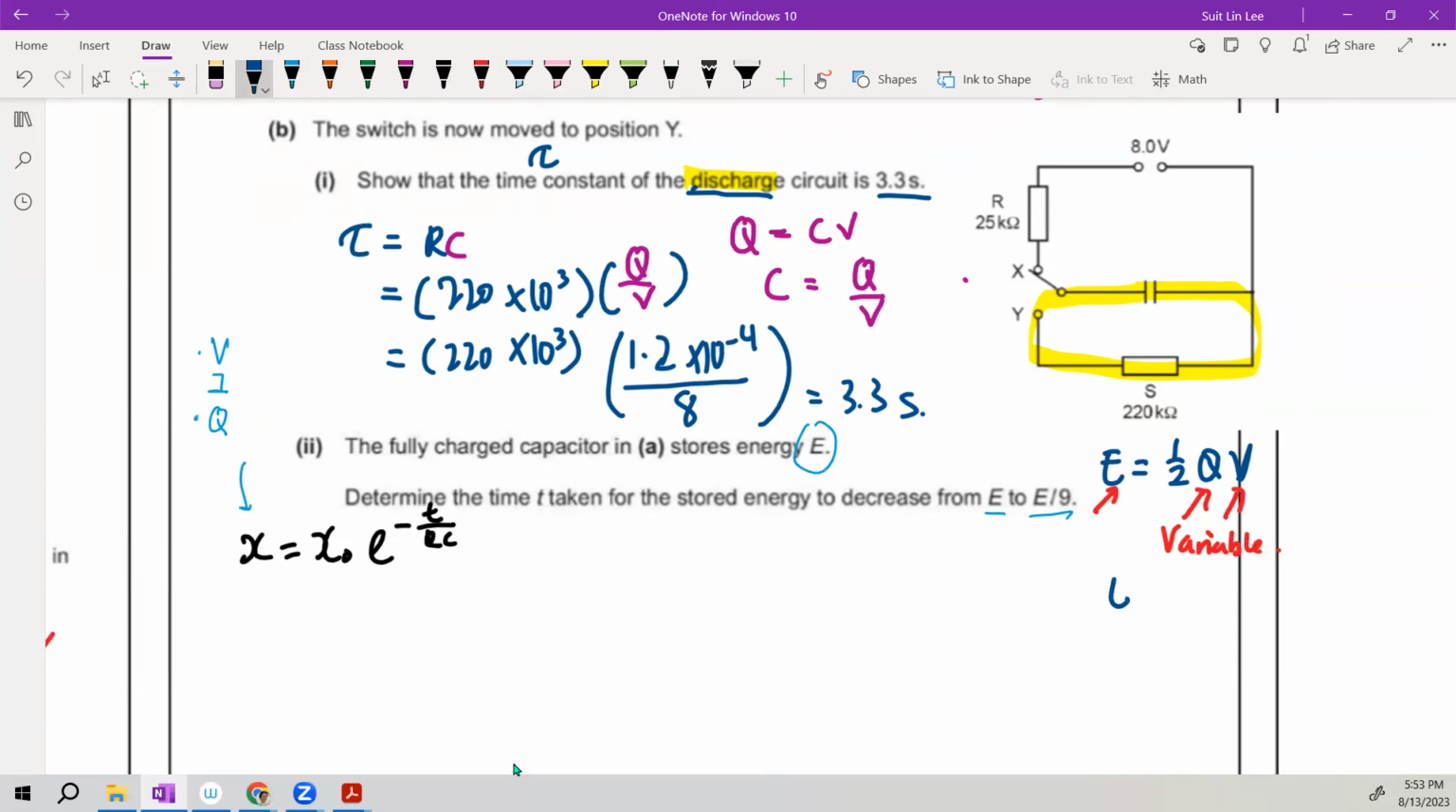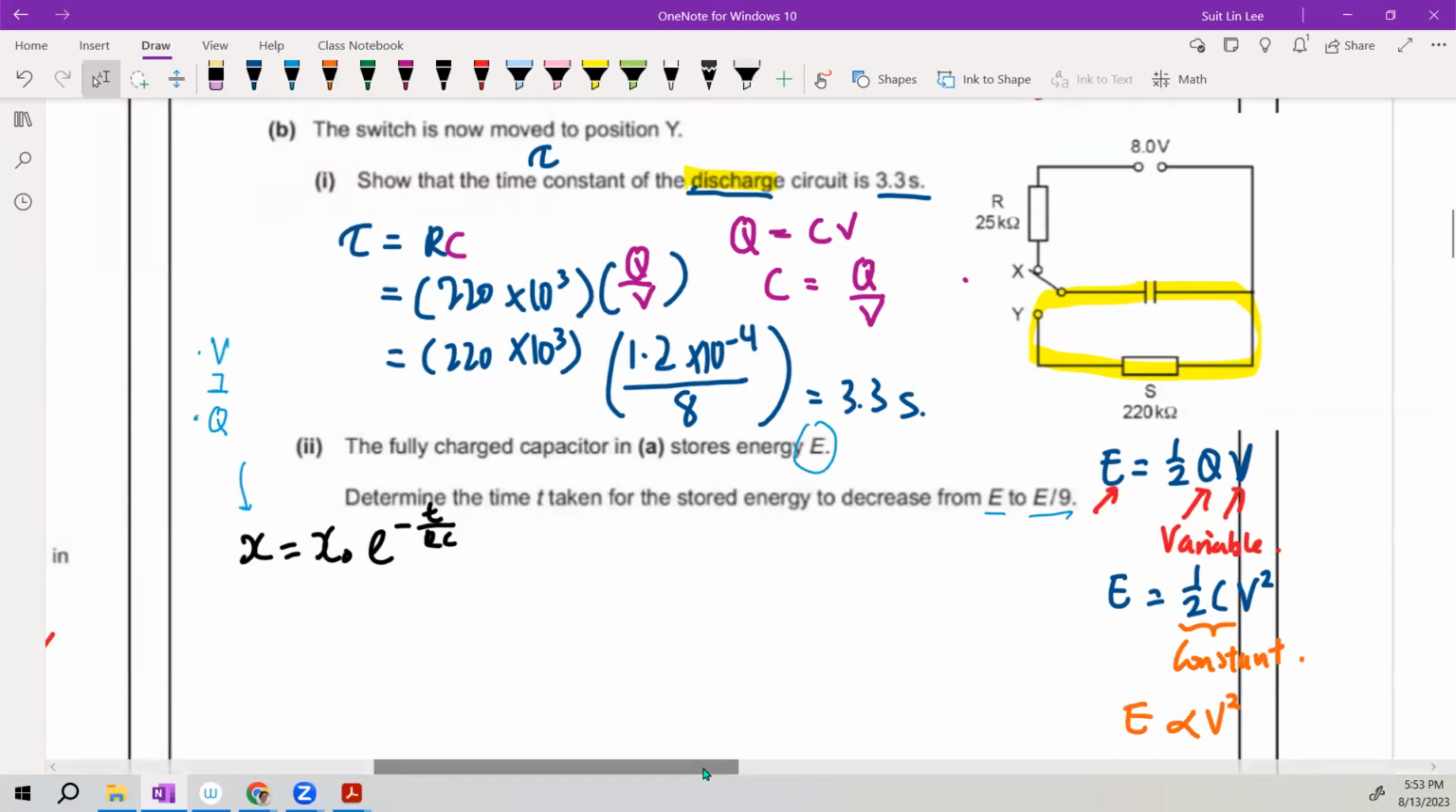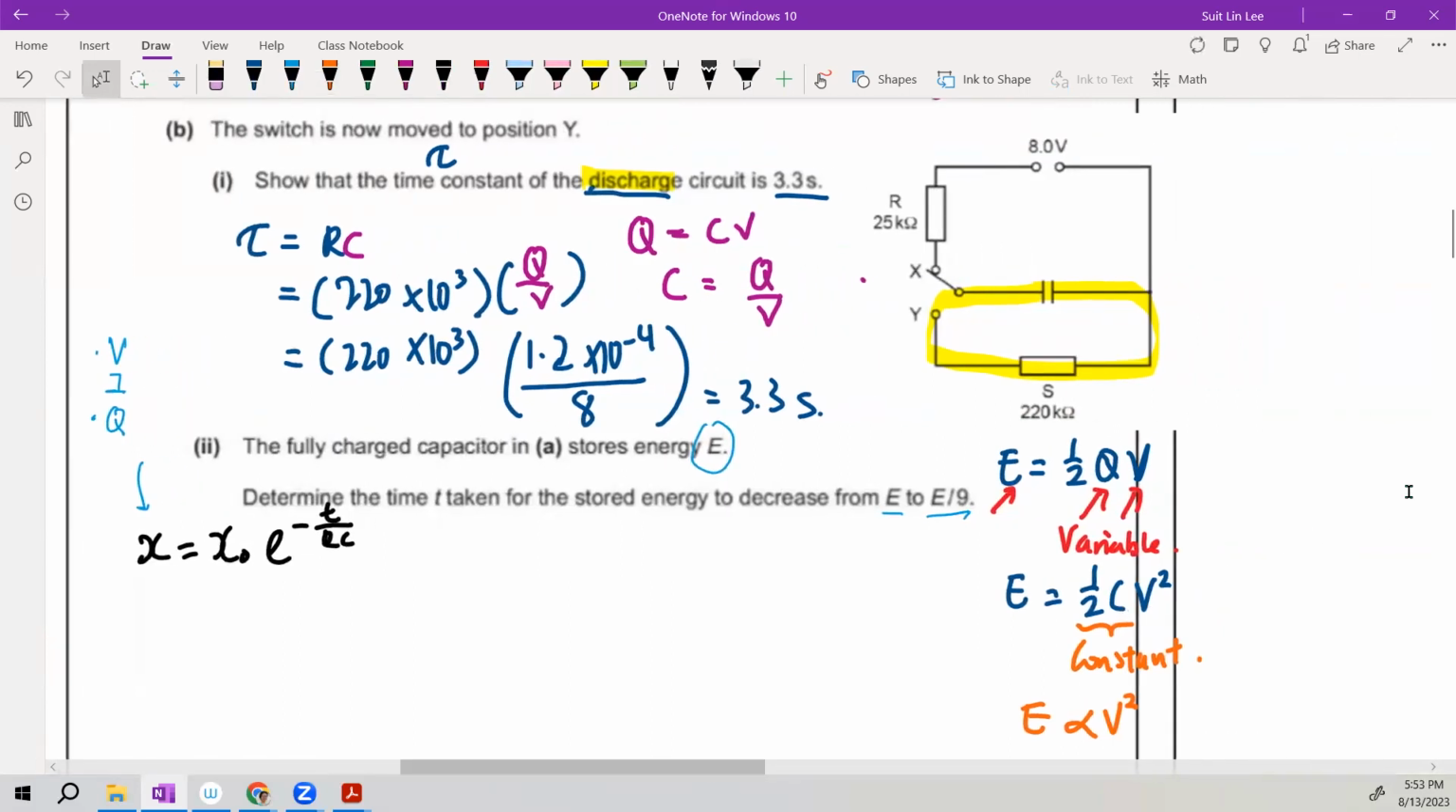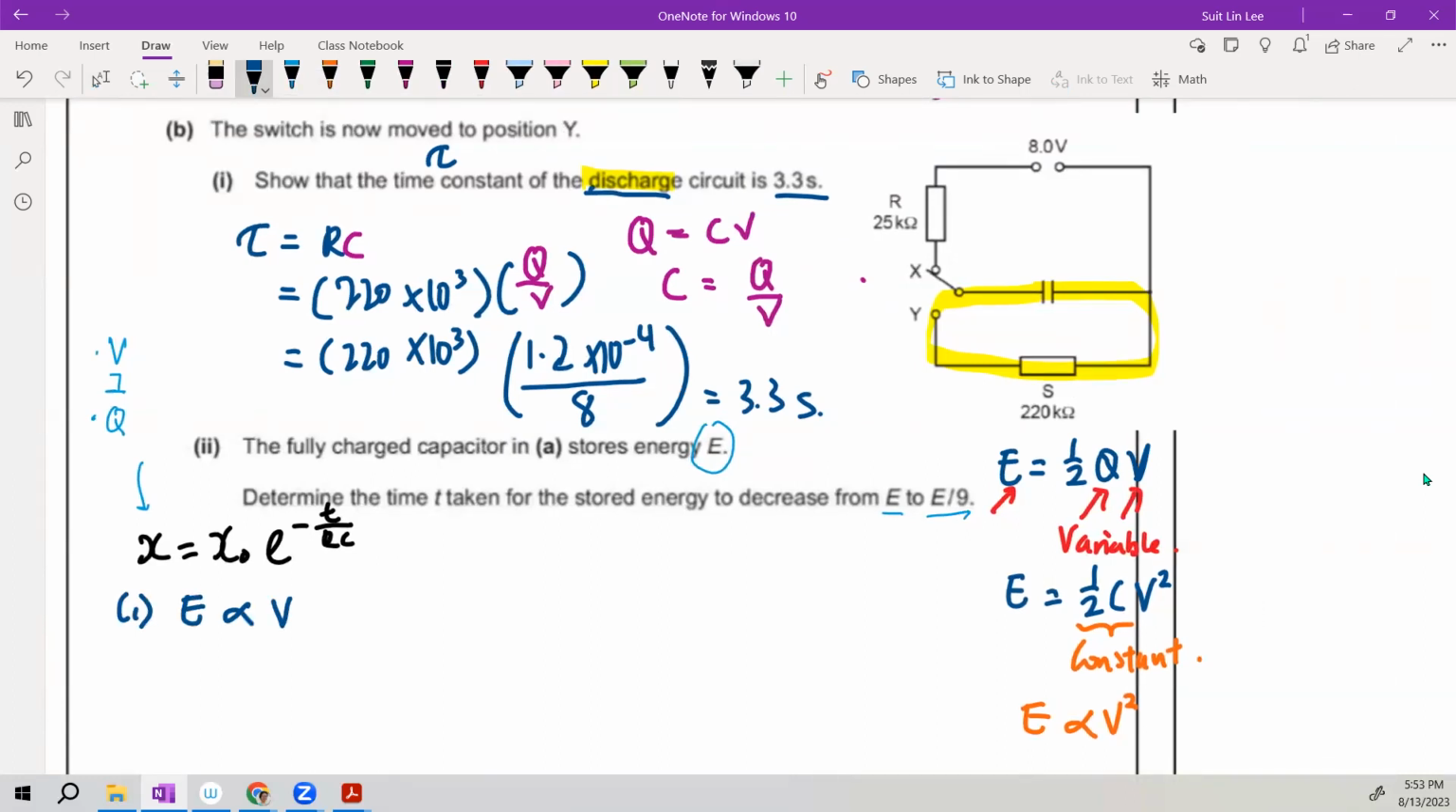I'll use the other one. Maybe I'll use E is equal to half CV squared. Praise be, this half C is constant. And we like constants in our lives. So from here, you can see that E is proportional to V squared, because C is constant. So this is my first step: E is proportional to V squared, based on the equation E is equal to half CV squared.